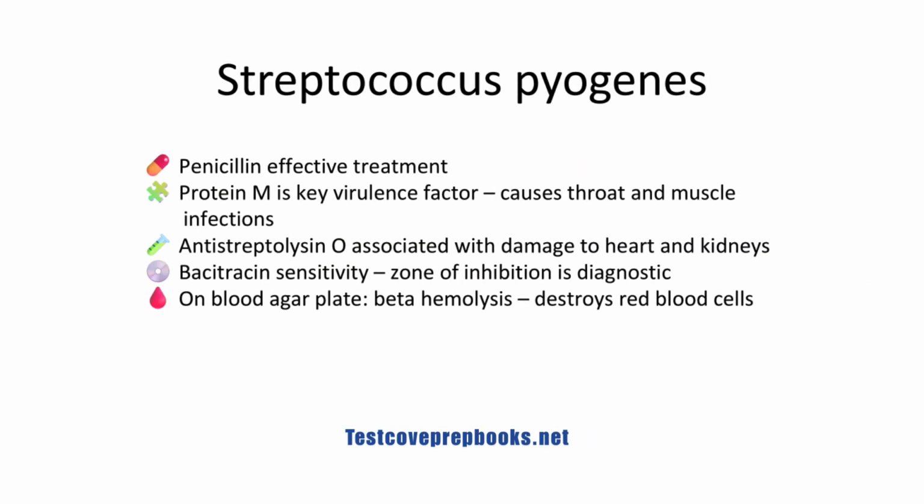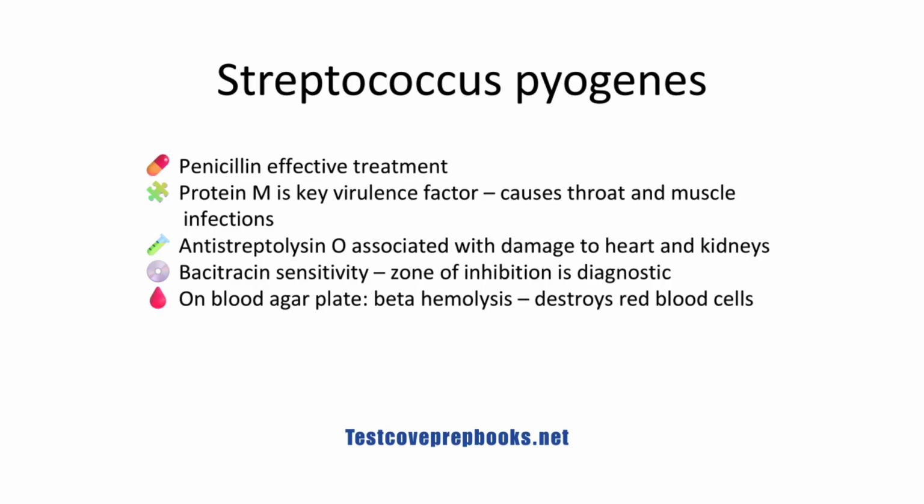Streptococcus pyogenes is a significant human pathogen. It remains highly sensitive to penicillin, which is the treatment of choice. Its major virulence factor is protein M, which interferes with immune defense and contributes to throat and muscle infections. The anti-streptolysin O antibody is associated with post-streptococcal complications such as damage to the heart and kidneys.